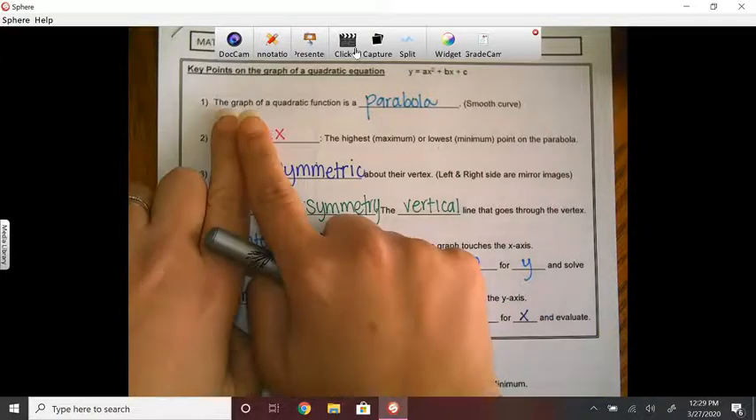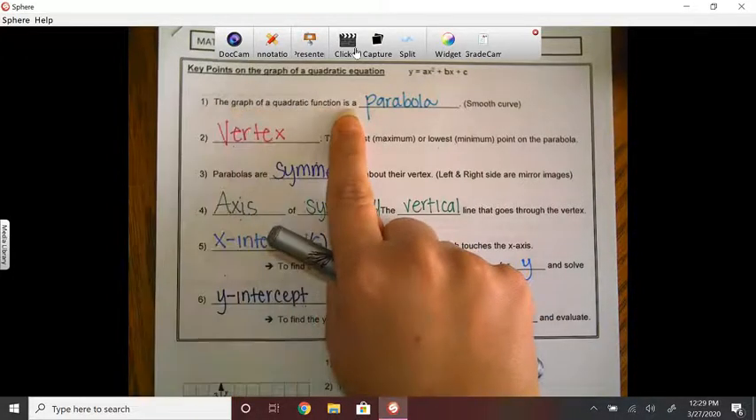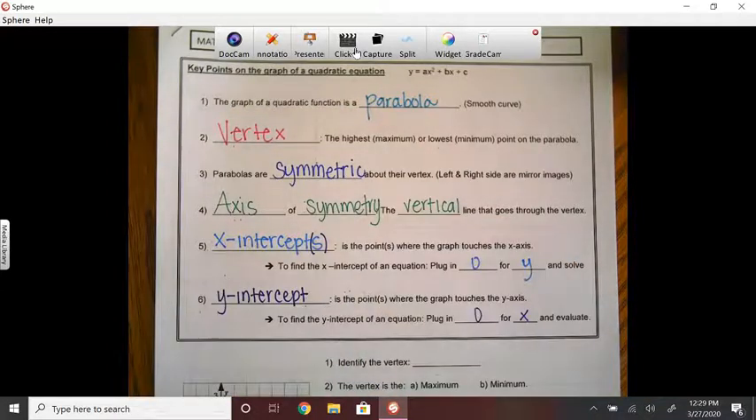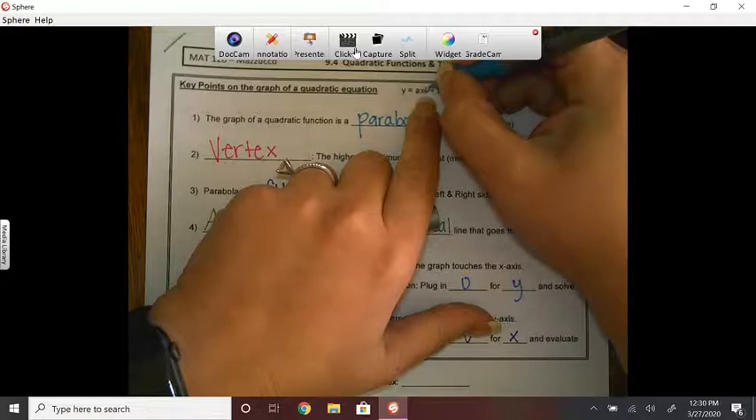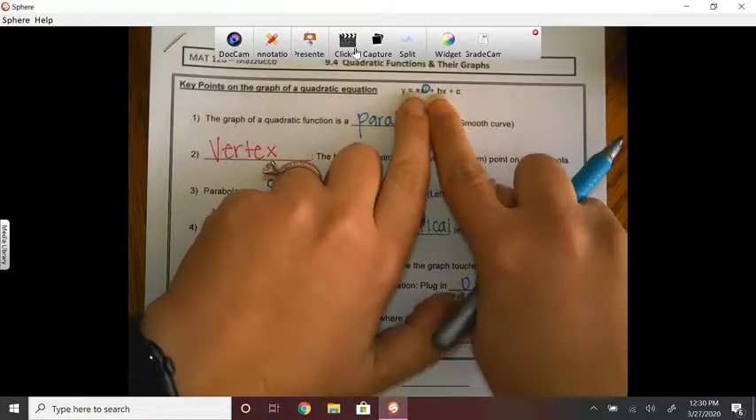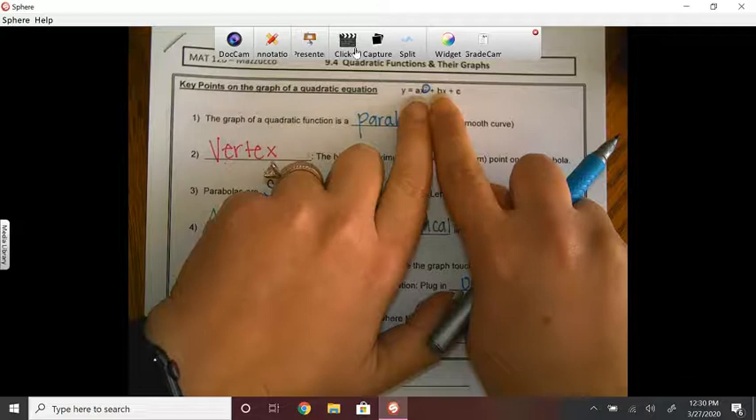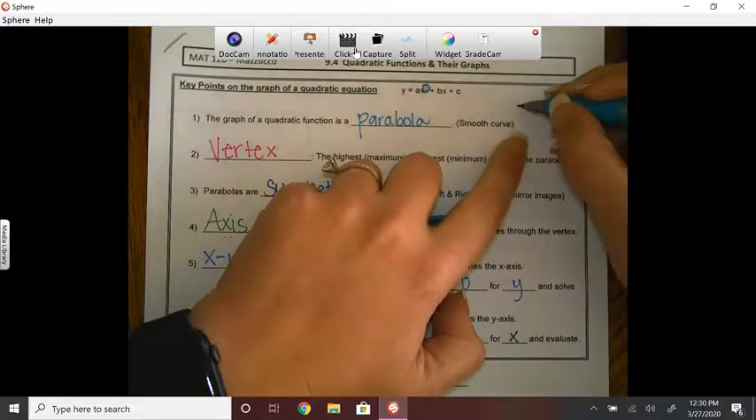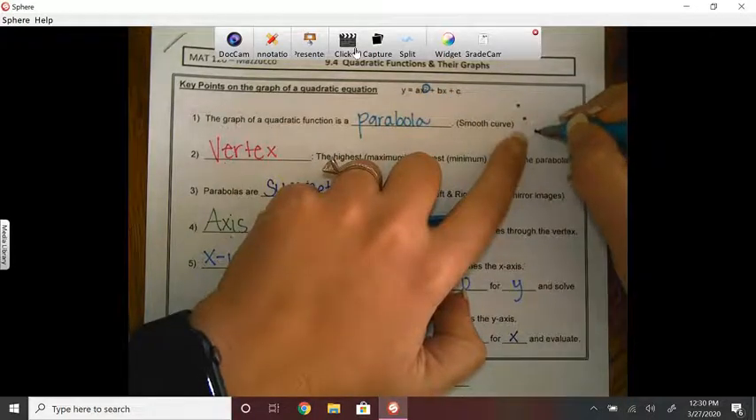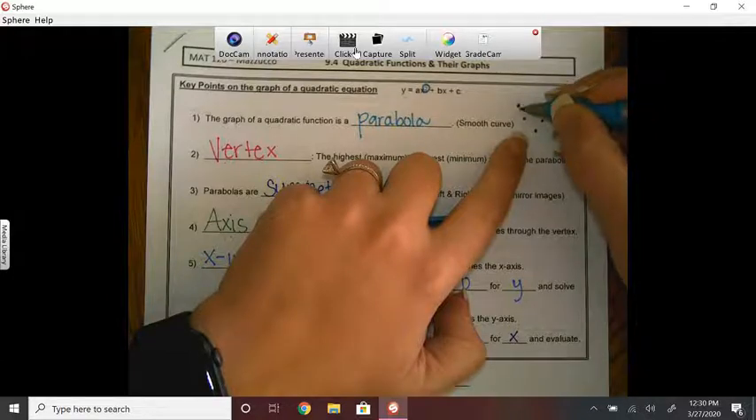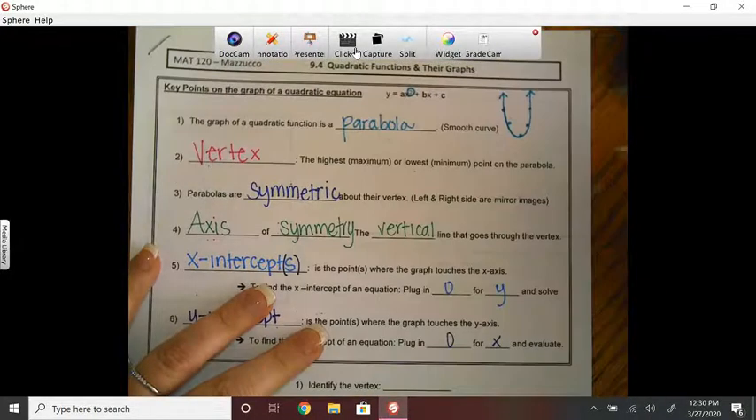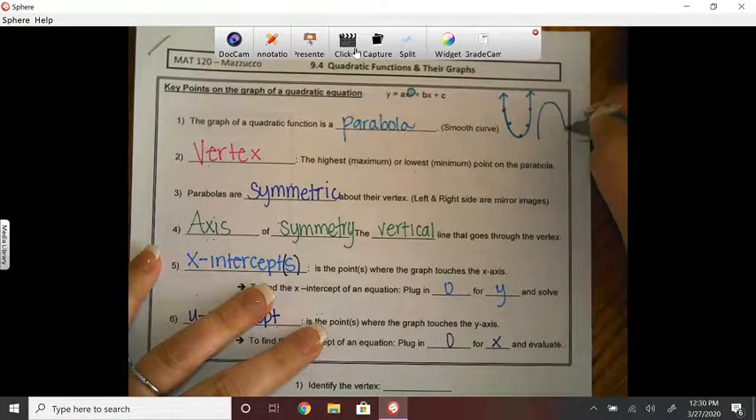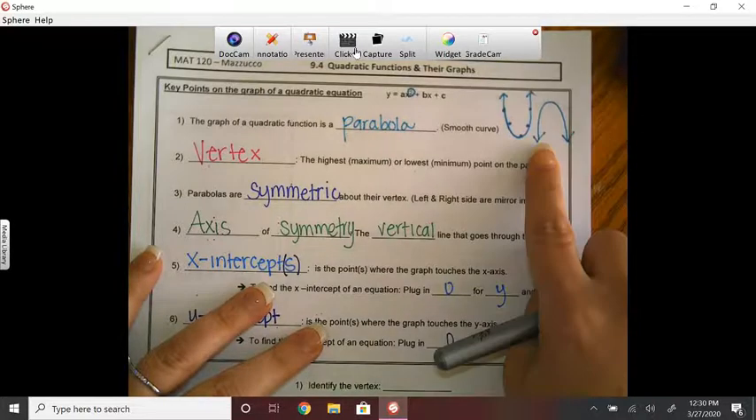So the graph of a quadratic function is called a parabola. When the degree is 2, the highest exponent in the equation of the function is 2, then it's going to make a shape when you connect the points. You're going to connect them and it's going to look like a U shape like this. Okay? It will either go up or it will go down. And we call this shape a parabola.